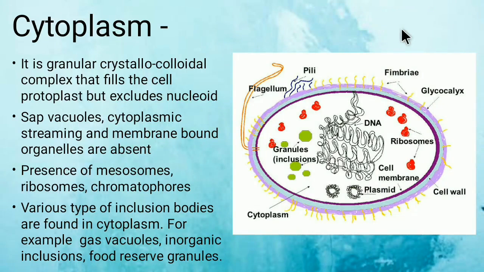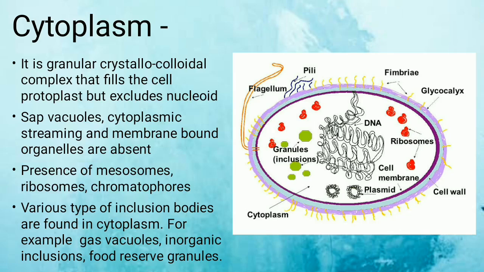Cytoplasm. It is a granular crystallocolloidal complex that fills the cell protoplast but excludes the nucleoid. Sap vacuoles, cytoplasmic streaming and membrane-bound organelles are absent. There is presence of mesosomes, ribosomes, chromatophores in cytoplasm. Various types of inclusion bodies are found in cytoplasm.